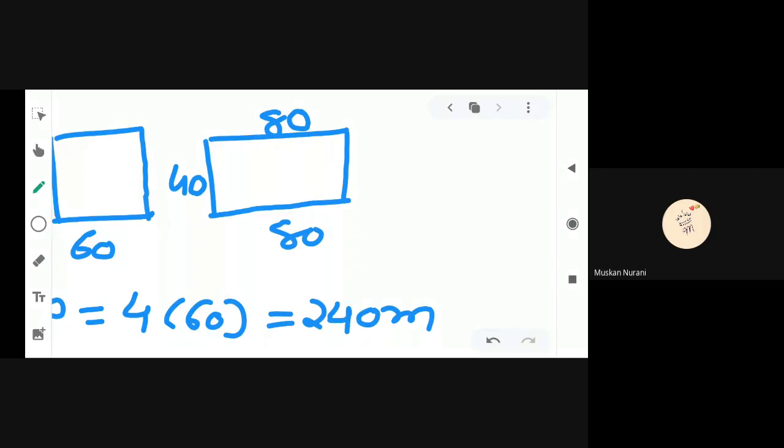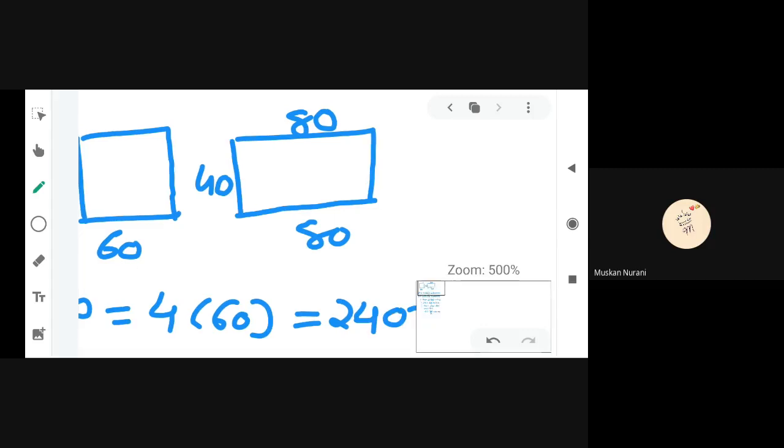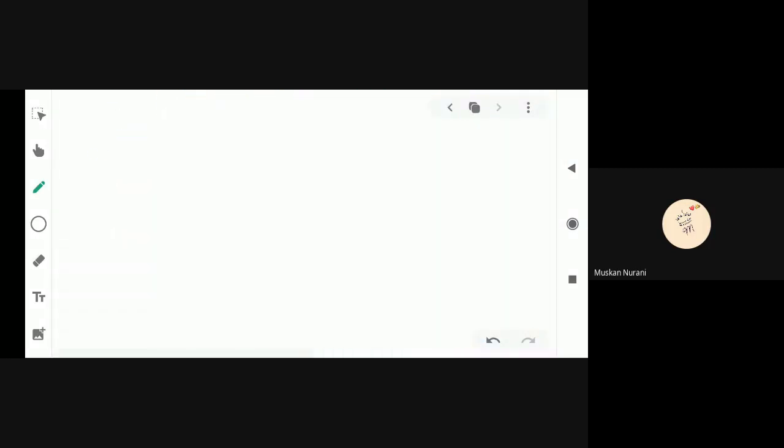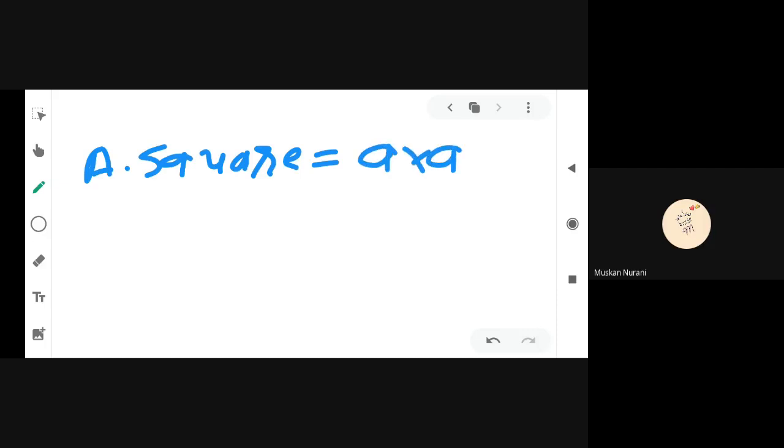Now here our question is not completed. We have to say which field has the larger area. So we have to find the area of these two figures. For example, what is the area of a square? What is the area of a square? A into A. Yes or no?